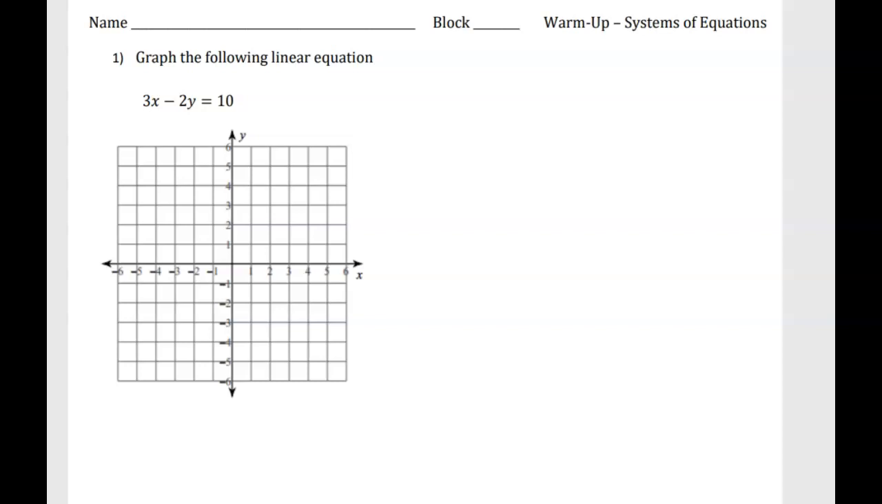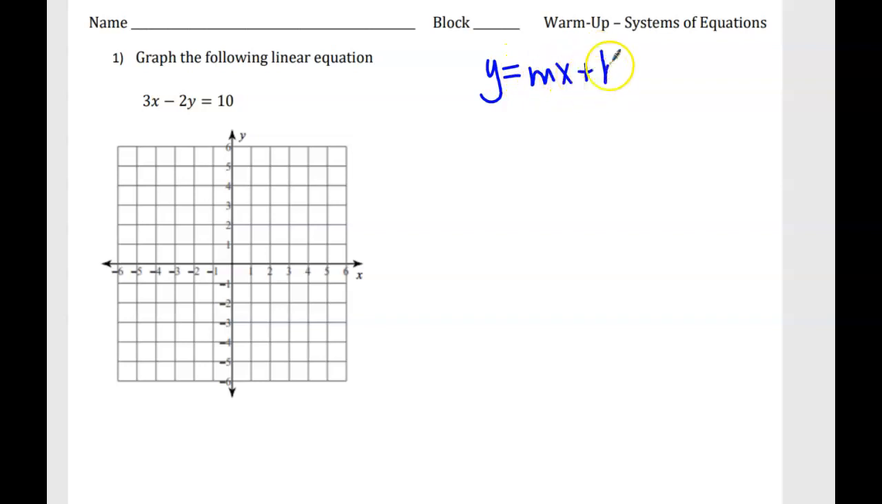So the one thing you are going to need to know for today is how to graph an equation. We've done quite a bit of graphing in the second quarter. We start out and we take the equation and we put it into slope-intercept form. So remember, slope-intercept form is y equals mx plus b.